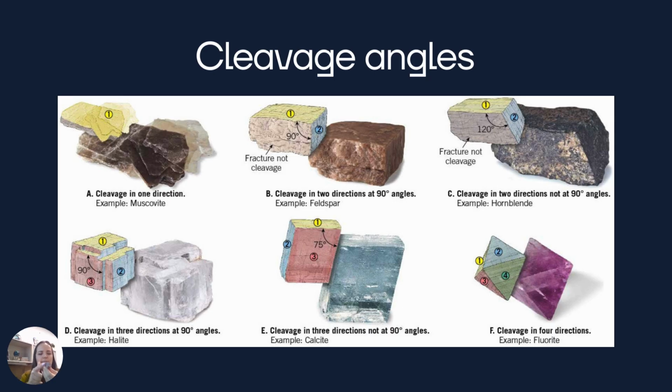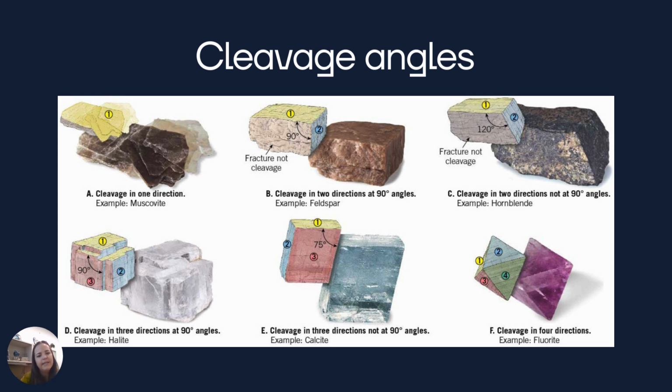And then you want to look at, does it meet at 90 degrees or not 90 degrees? If it meets at 90 degrees, we call it two directions at 90 degrees. If it weren't to meet at 90 degrees, like the hornblende in C, you would say it's two directions not at 90. And it can go all the way up to 4. So fluorite has 4 cleavage planes. In that case, you wouldn't necessarily say what the angle of intersection is, because just like muscovite, we're looking at something that's completely off. It's not going to be 90 for sure. It's going to be not 90. And with muscovite, there's nothing else for it to interact with, so we just don't even talk about it.